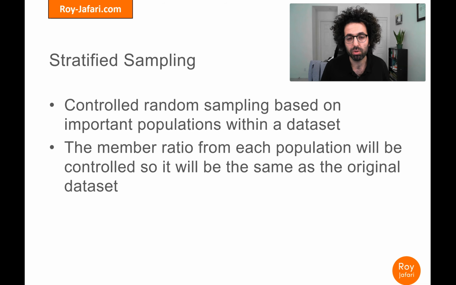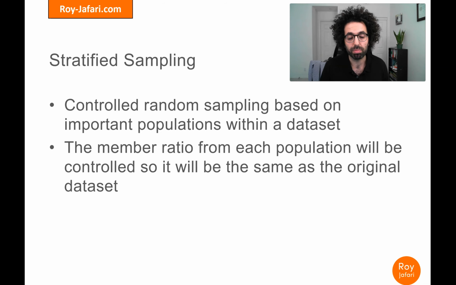So let's move to stratified sampling. Stratified sampling is very similar to random sampling with only one difference. Of course, both of them are random sampling, I mean, you are going to have random samples. But with stratified sampling, it is important for us to make sure that the ratios of the subpopulations in the data set that are important to us are maintained.